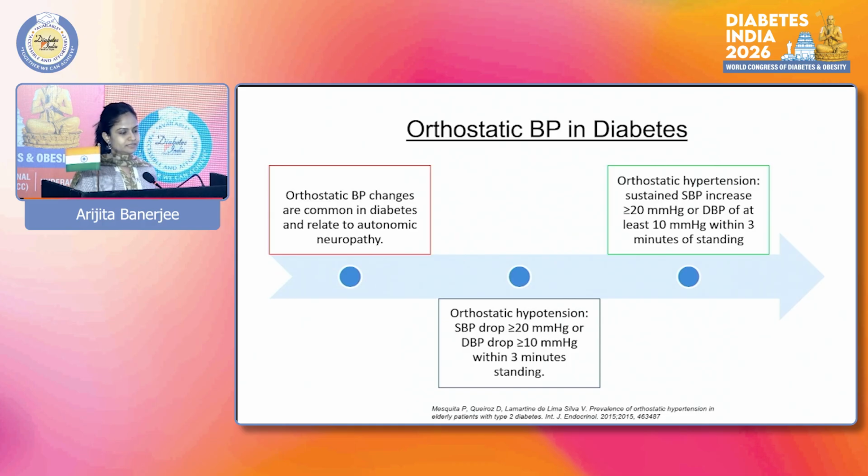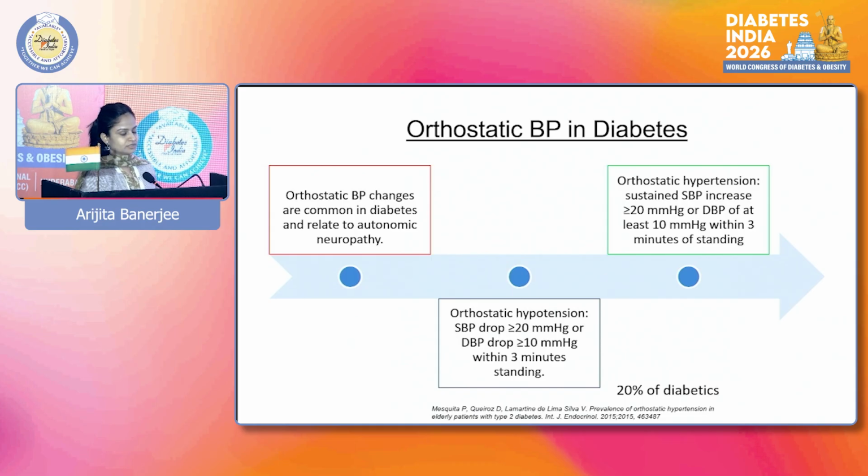The most commonly cited postural change abnormality is orthostatic hypotension, where we get a fall of systolic blood pressure of more than 20 millimeters of mercury or diastolic blood pressure of more than 10 millimeters of mercury. And we get to see this with an incidence of approximately 20% in diabetic patients.